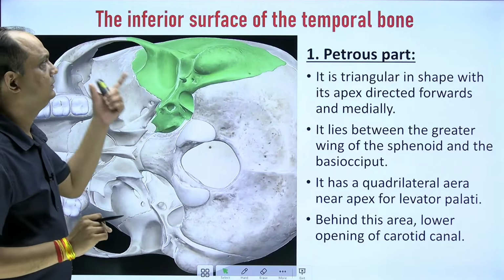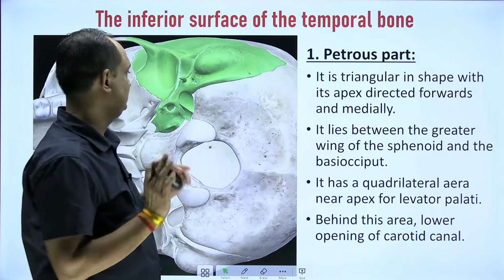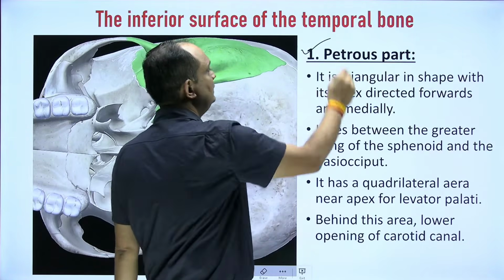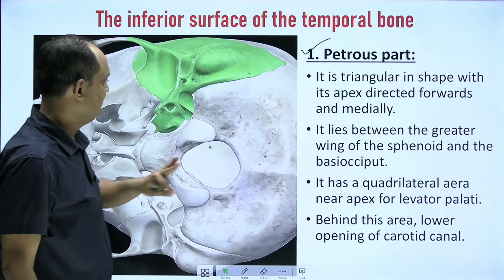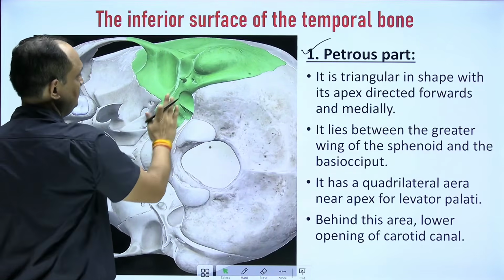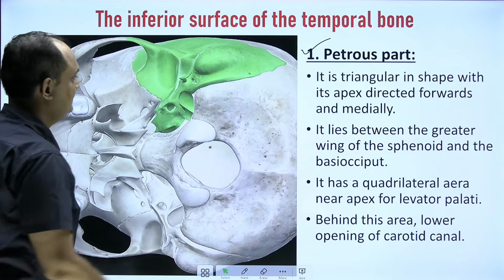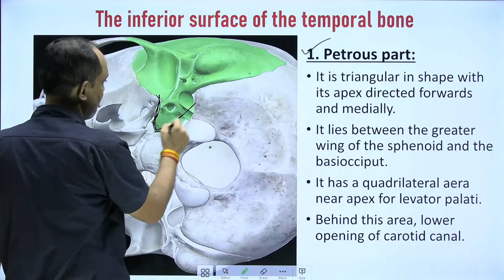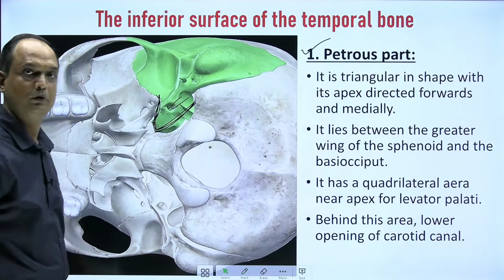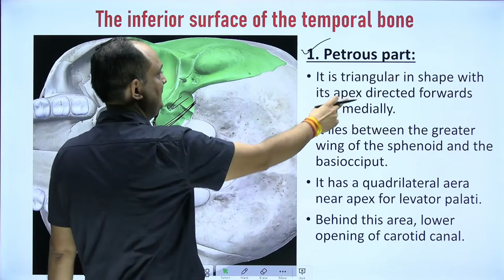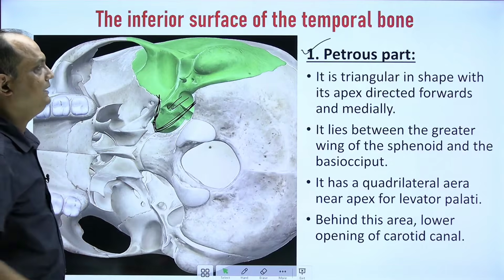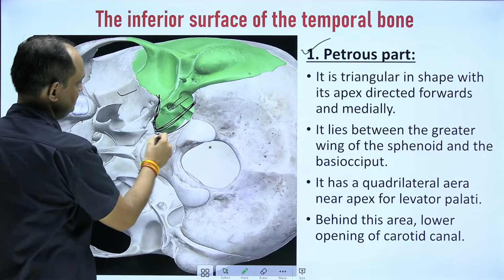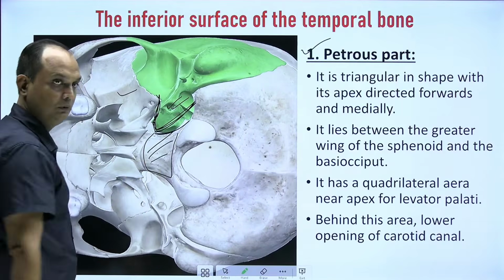Now, we will talk about the temporal bone. So, when you are seeing the norma basalis, you will have the three parts of the temporal bone, as I already told you. So, first we are talking about the petrous part of the temporal bone. Now, when you see the norma basalis, the green bone which is visible is the temporal bone, and in this green bone you will see a triangular projection. This triangular projection is basically the petrous part of the temporal bone. It is triangular in shape, with the apex directed forward and medially. It lies between the greater wing of sphenoid and basi-occiput. So, this is the greater wing of sphenoid, and this part is known as basi-occiput of occipital bone.